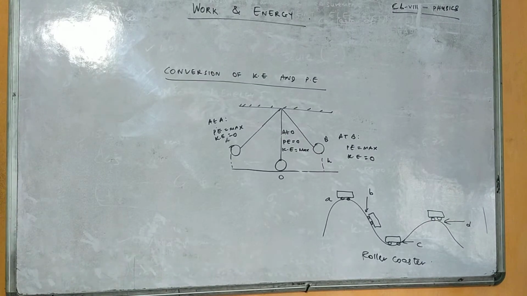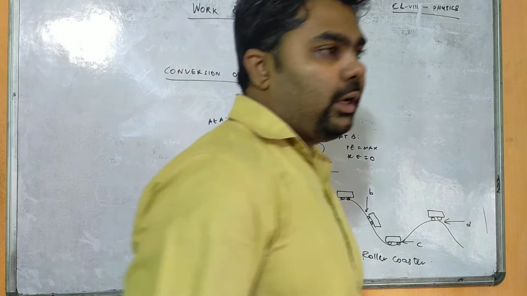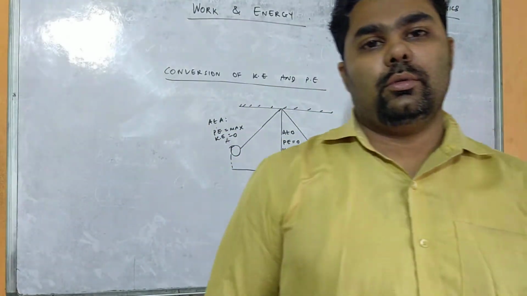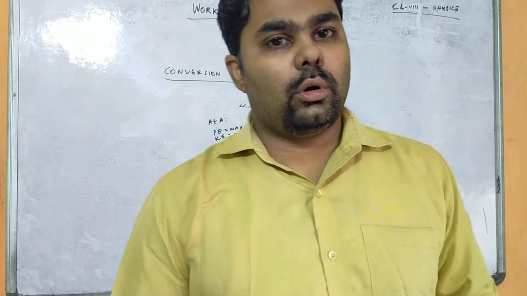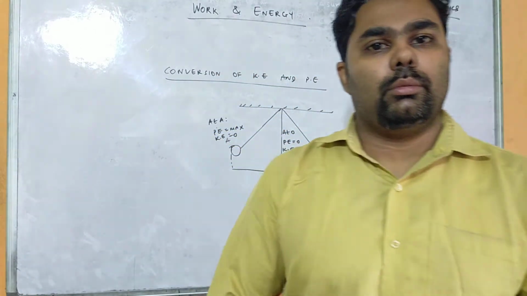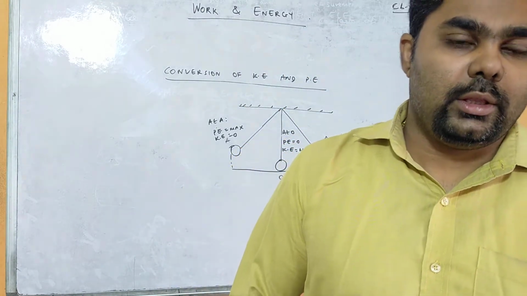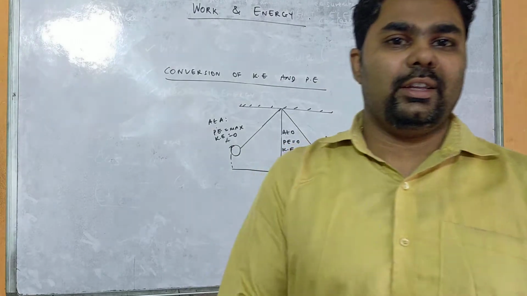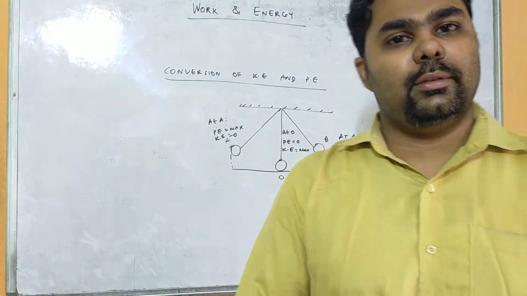So the next topic we have is conversion of kinetic energy and potential energy. Okay, so in kinetic energy and potential energy, the total energy remains the same. Okay, so this is according to the law of conservation of energy. So energy can neither be created nor destroyed, it gets transferred from one form to another. That means when one energy is decreasing, the other energy increases. Okay, the total energy remains conserved.